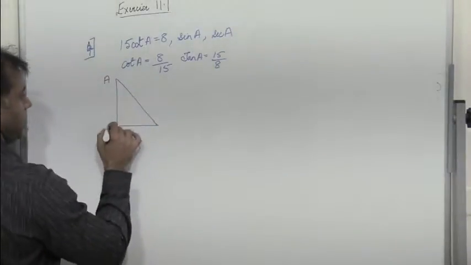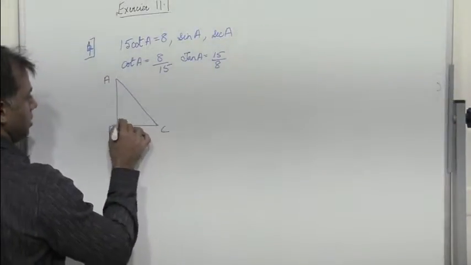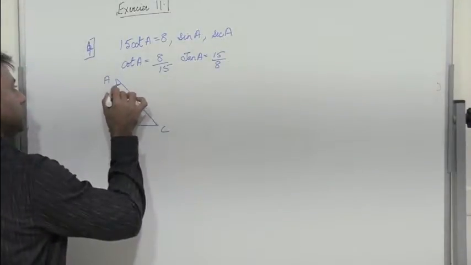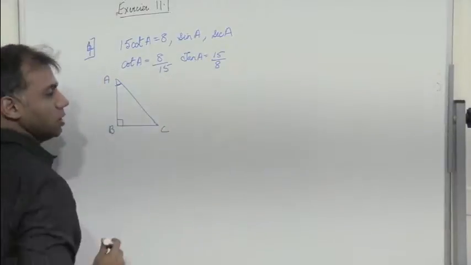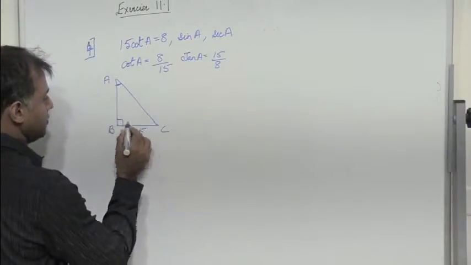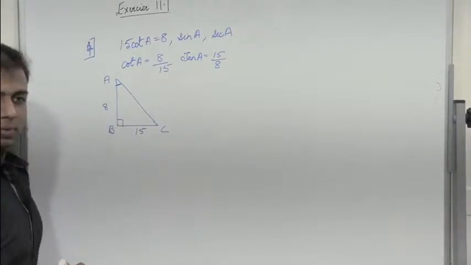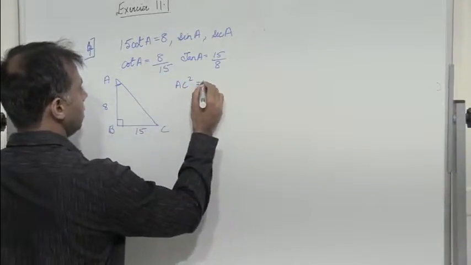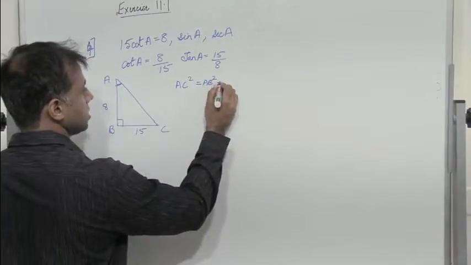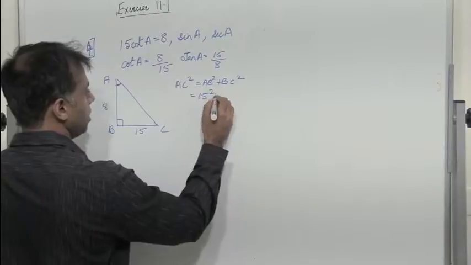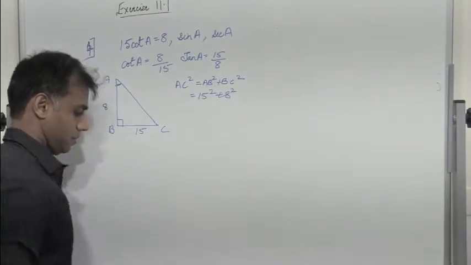So let this be A, B and C, B right angle. Right? So A is the angle here. So tan A. What is tan A? Opposite side by adjacent side. Opposite side is 15, adjacent side is 8. So I need to find the hypotenuse. So what is AC square? AB square plus BC square, which is 15 square plus 8 square.